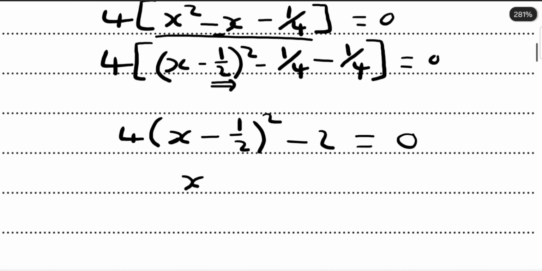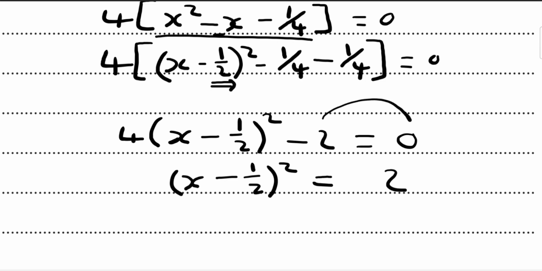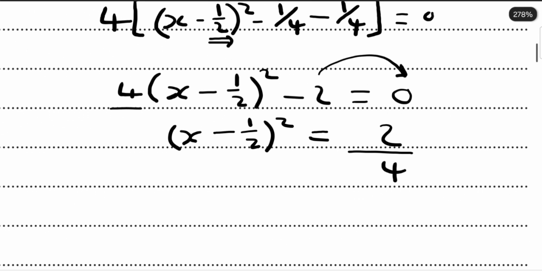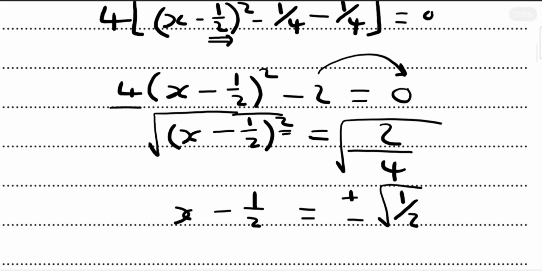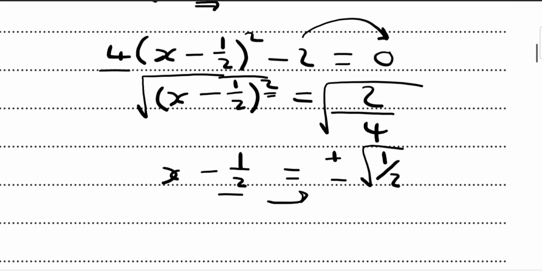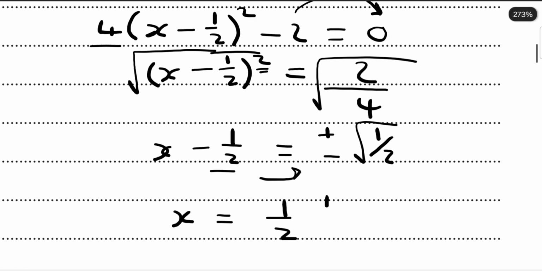So to get x, we're going to say (x minus half) squared is equal to 2, taking this 2 to this side, then we divide by this 4, right? And to find x, again, we're going to square root both sides to get rid of this squared. So it will be x minus half equal to plus or minus root half as well. And taking this half to the other side, x will be equal to half, which is now positive, plus or minus root of a half.